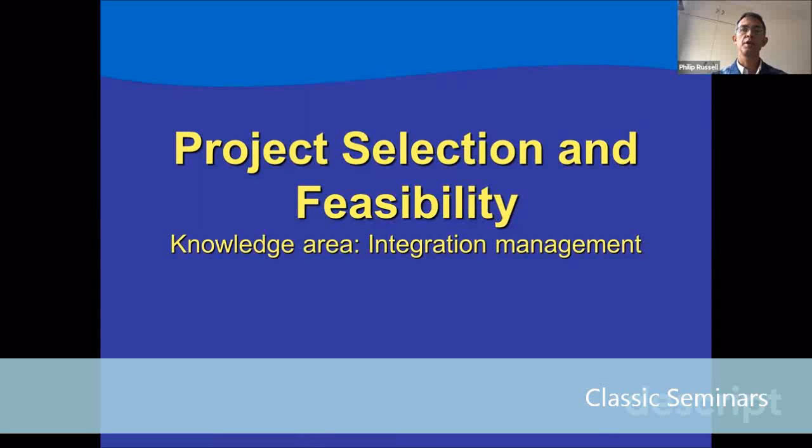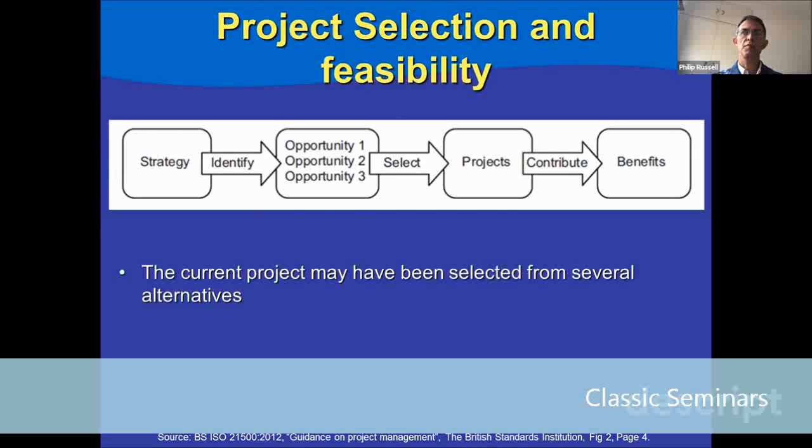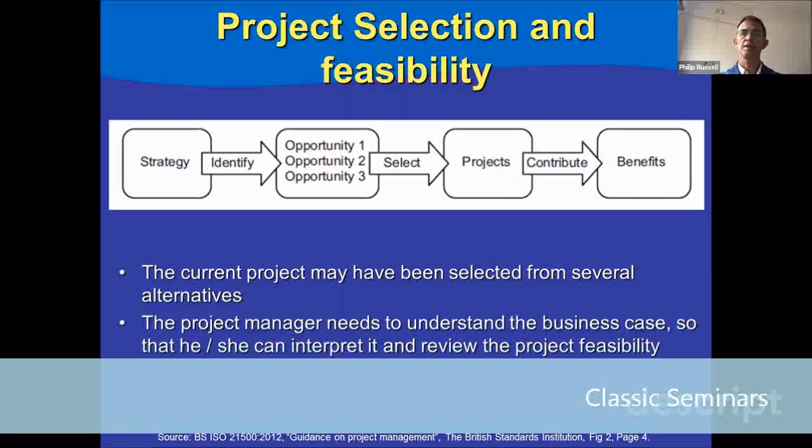Okay, so project selection and feasibility. You will recall this particular diagram, which I mentioned was part of the ISO 21500. We have a strategy. We identify various opportunities that will fulfill that strategy. Out of those opportunities, we select one, which becomes a project, and that project will contribute to benefits for the organization. So the current projects may have been selected from several different alternatives. And the question that we have is, how on earth did we pick that project above other projects? So the project manager needs to understand the business case so that he or she can interpret it and review project feasibility.